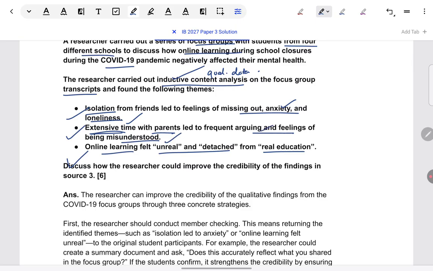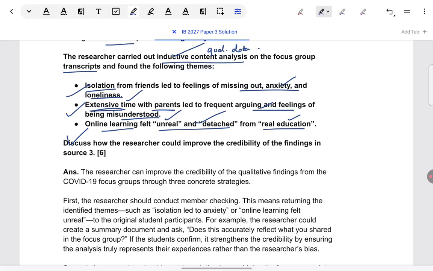Arguing with parents and all, that is not about online but about parental interaction. This can be causative for using more technology, and then even that can lead to poor outcomes. And then online learning feels unreal, detached. It can impact mental health, like it can become difficult for students to focus, and then doing poorly in academics could lead to anxiety and depression. So indirect connections we can draw with mental health.